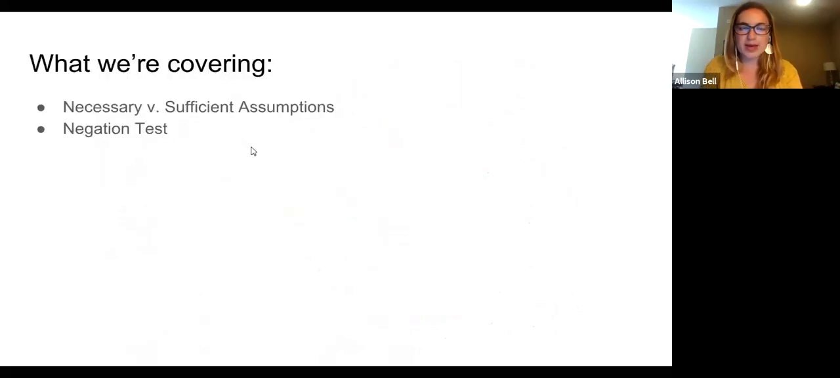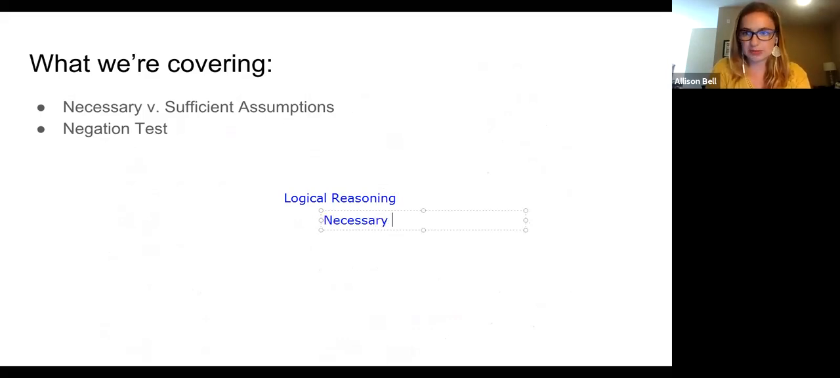Okay, so game plan for today. We are going to be living in the world of logical reasoning tonight. And in particular, our focus is going to be on what we call necessary assumption questions, which is a particular type of question that shows up on logical reasoning consistently and tends to be pretty challenging conceptually.